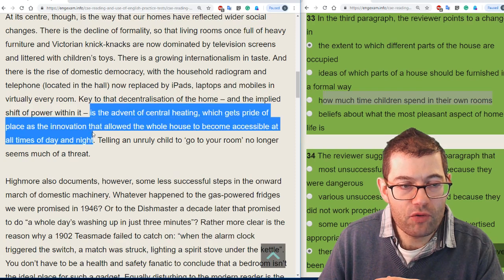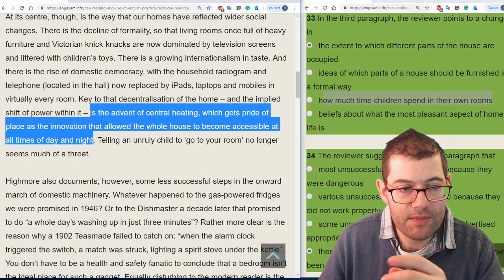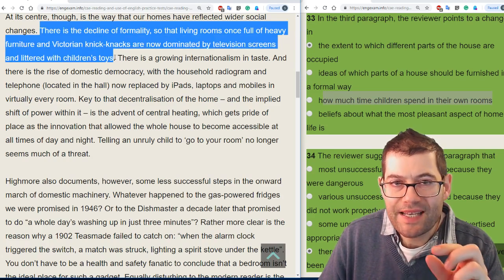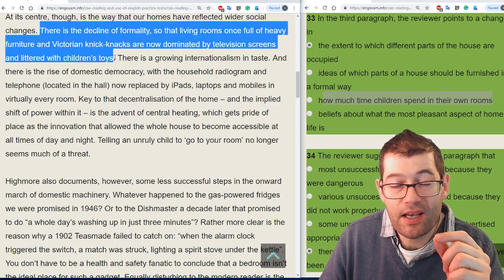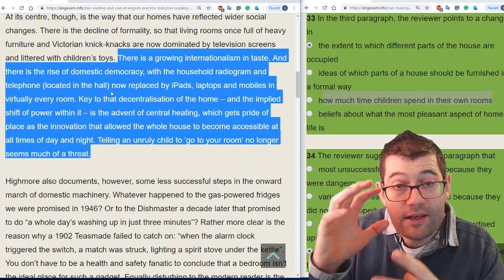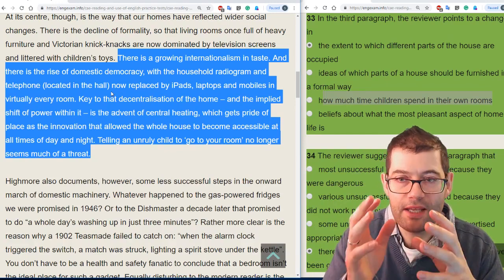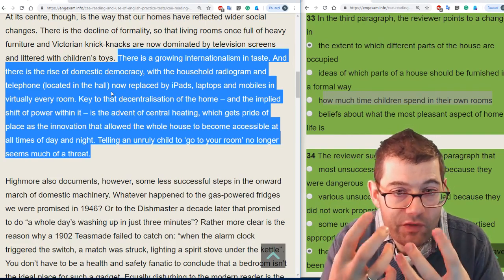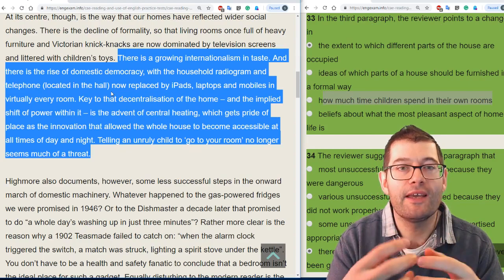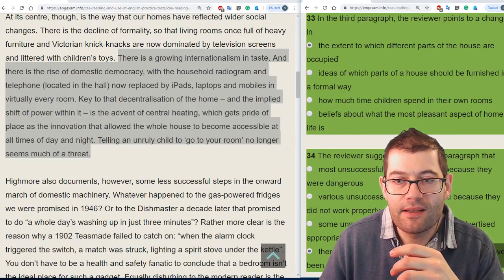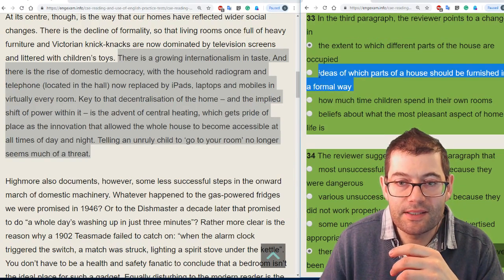And this paragraph also mentions that as the innovation that allowed the whole house to become accessible at all times of day and night. So I want you to compare this sentence, which refers to furniture and arguably formality, to this larger amount of information which talks about the extent to which different parts of the house are occupied. So you can just see that the amount of conversation about one sentence is bigger or outweighs the conversation about another answer, which is why the answer is this answer here and not this answer here.